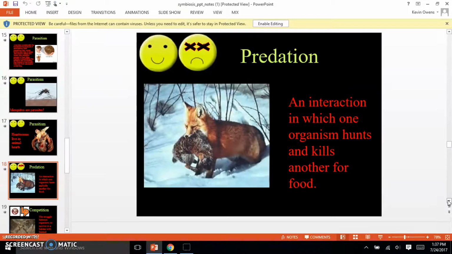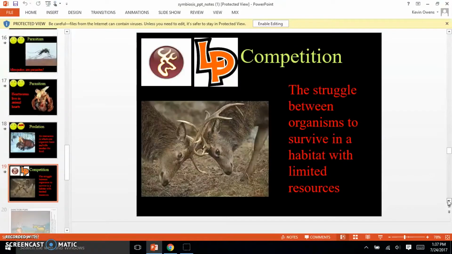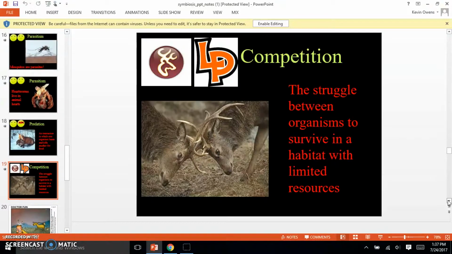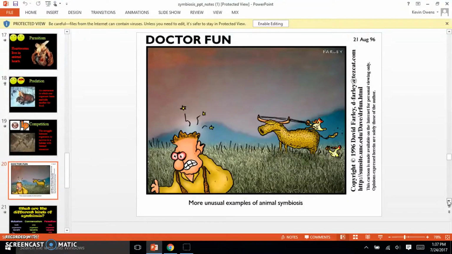Here's another one, predation, an interaction in which one organism hunts and kills another for food. A fox and a rabbit. The fox is the predator, the rabbit is the prey. Competition is a struggle between organisms to survive in a habitat with limited resources. A habitat can only hold so many. It's called its carrying capacity. So if this is disrupted where they have too many, they will eventually die out by competing for food.